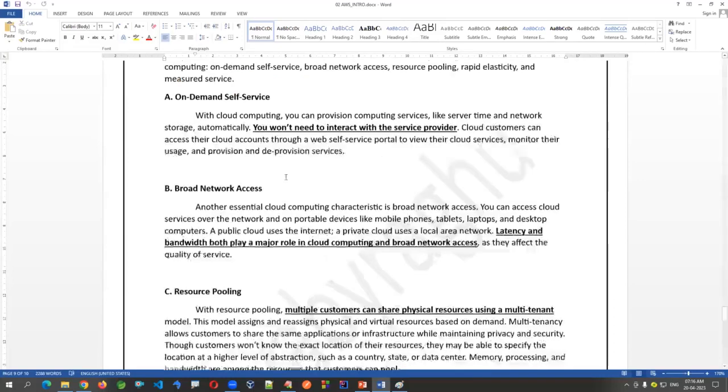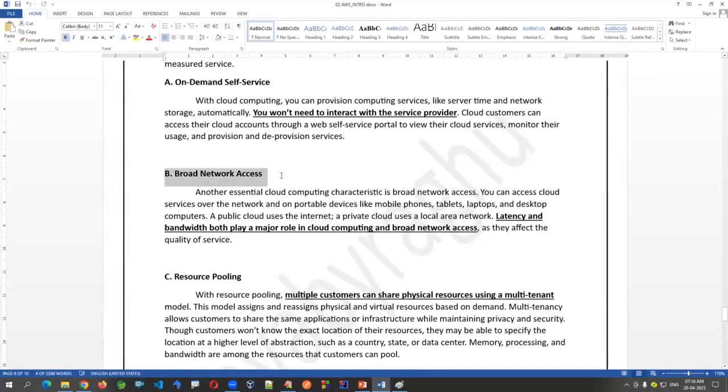Second, it's broad network access. Very simple: the bandwidth should be very high. We should be able to access this in a faster way. There are a lot of connected devices, like mobile phones, laptops, desktop computers. Of course, you can use a public network or a private network. You should be able to access it in a very fast way. That is called broad network access, over the internet. Next one, resource pooling.